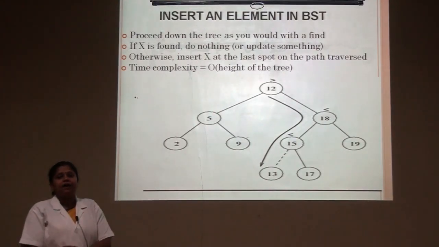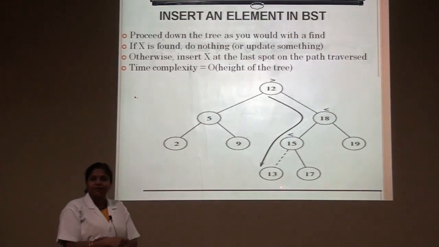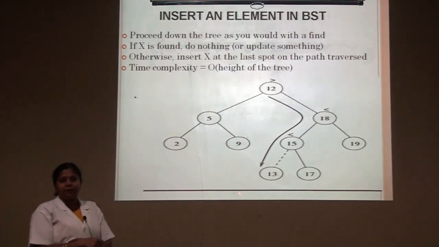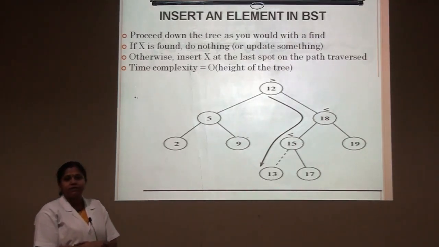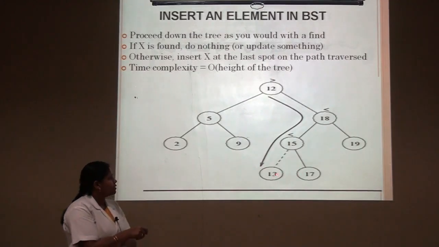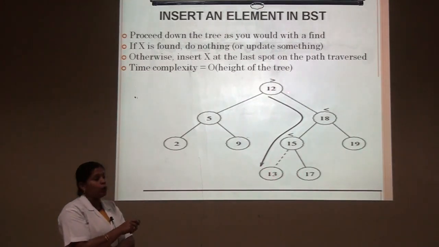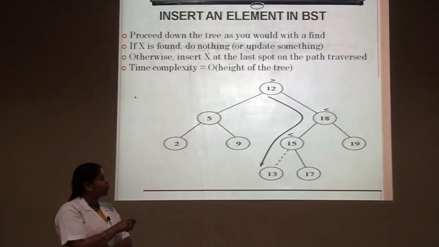For example, the element to be inserted is 13. We take this as the key value of the element to be inserted. We have to check from the root node. When comparing the key value with the root node, it is a higher value, so we have to start our searching towards the right subtree.